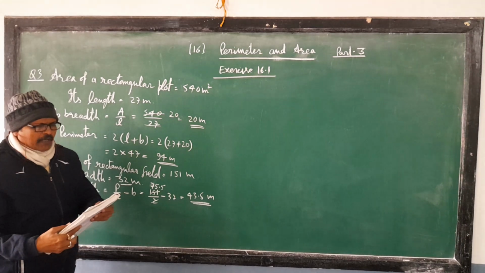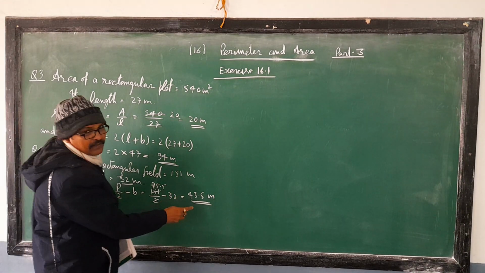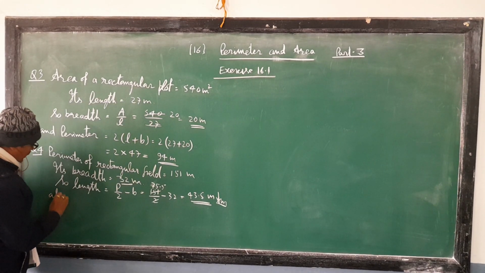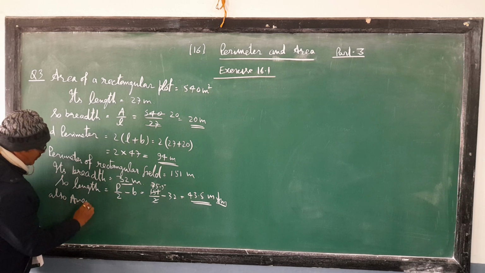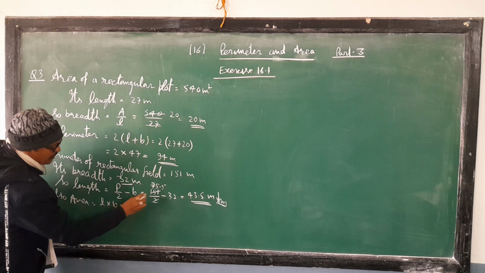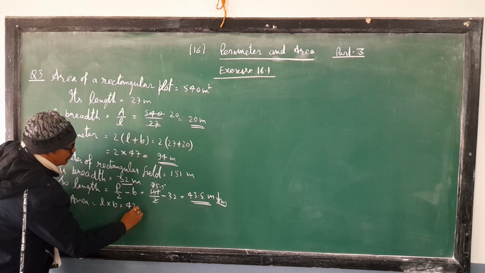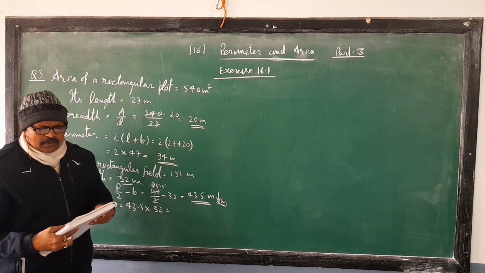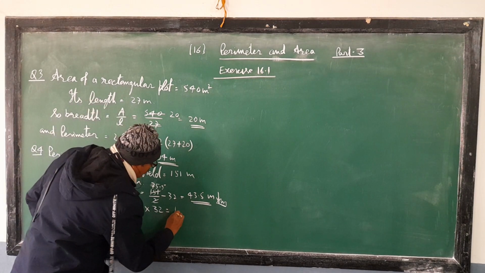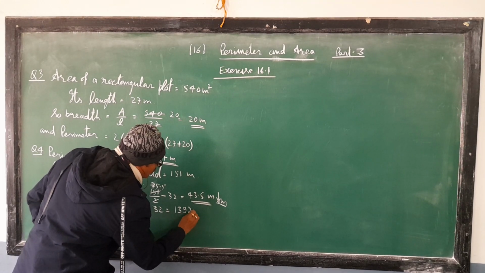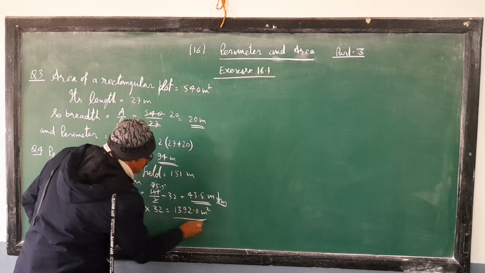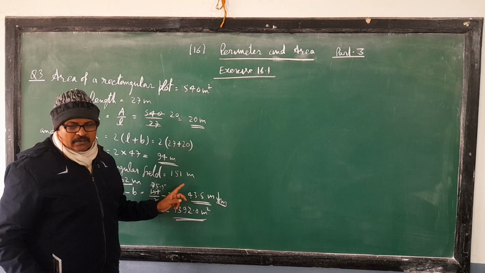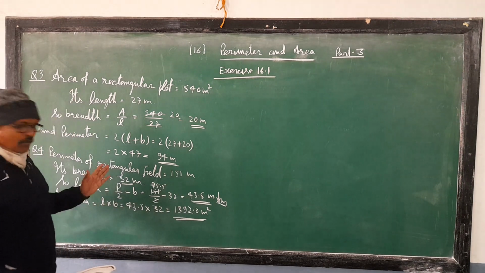They are asking to find the length and area. So one answer is length. This is one answer. And area they are asking also, area equal to length into breadth, 43.5 into 32. Then it will come 1392.0 meter square. Unit of area is meter square. If length and breadth are given, all of you understanding? You will know.